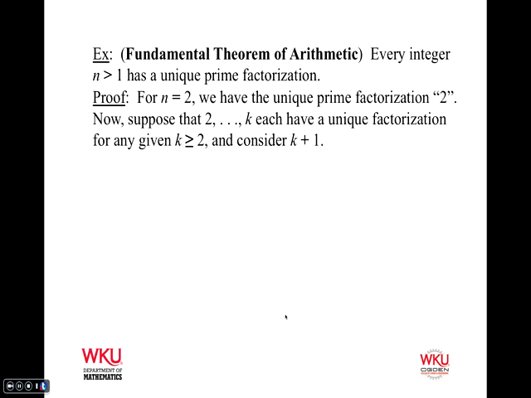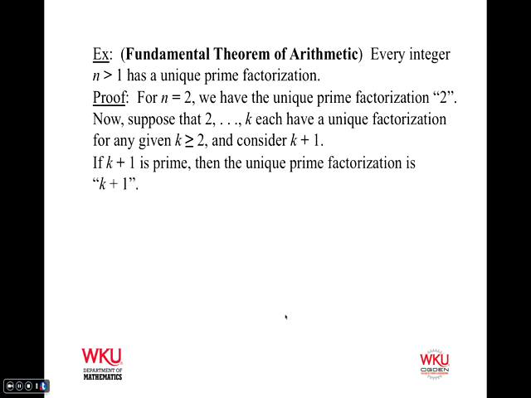Now suppose you've got that this holds for 2 on up to k. Okay, now it's a suppose. We're not saying suppose the theorem's true, then it's true. That's not what we're saying. We're saying, okay, suppose it holds up to here, up to k. And now let's take a look at k plus 1. Well, k plus 1 is either going to be prime or composite. If it's prime, it's its own prime factorization. Done. So that case is done.